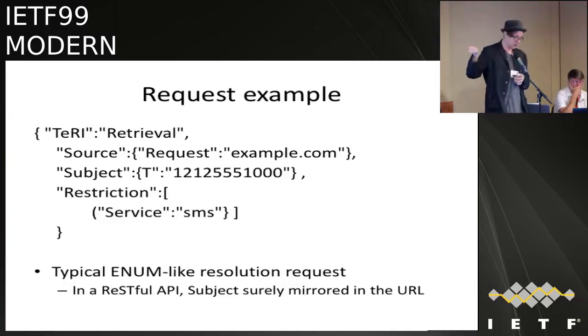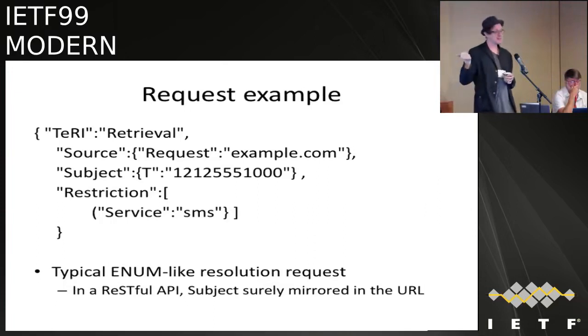Typically, right now, you'll notice there is one subject. This is something I've gone back and forth about. I change this in the data model like every 2 weeks. Right now, there's one subject, but the restrictions are a set. And this is an example of the SMS one.